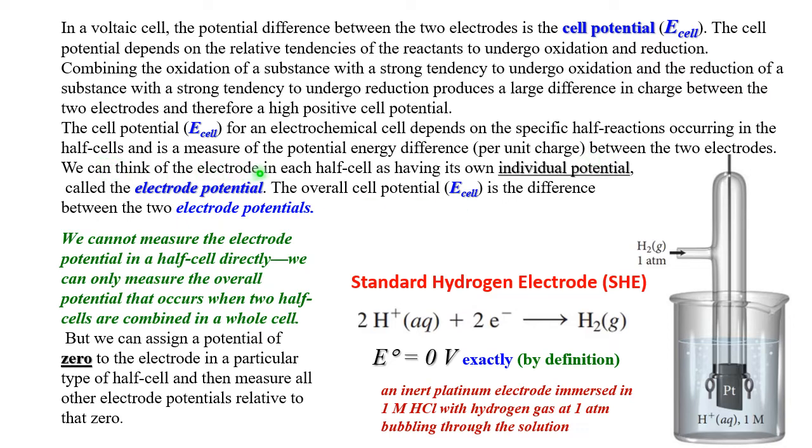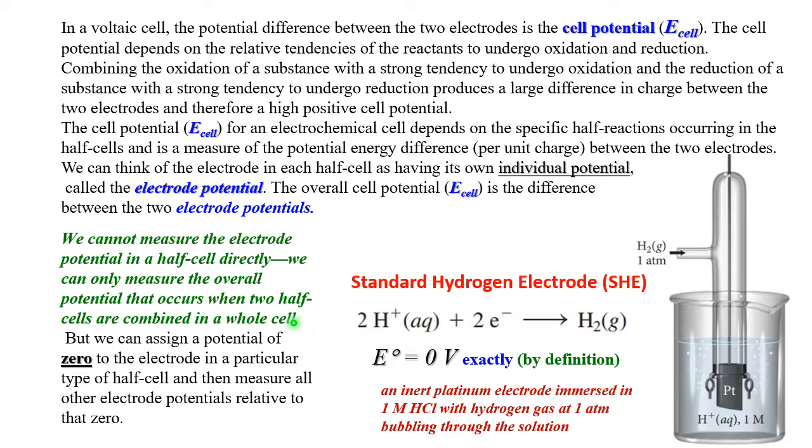Cell potential for electrochemical cell depends on specific half reactions occurring in half cell, and is a measure of potential energy difference per unit charge between two electrodes. We can think of electrode in each half cell as having its individual potential, called electrode potential. Overall cell potential is difference between two electrode potentials. So we are just taking two potentials, calculating their algebraic difference, so have positive or negative number. We cannot measure electrode potential of half cell directly. We can only measure overall potential that occurs when two half cells are combined in a whole cell.